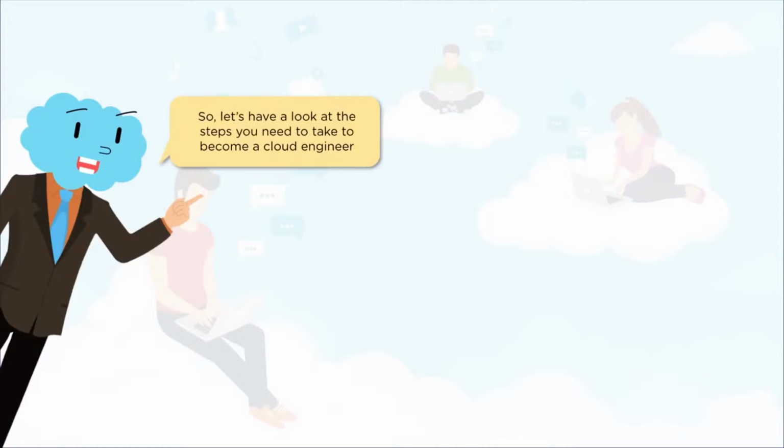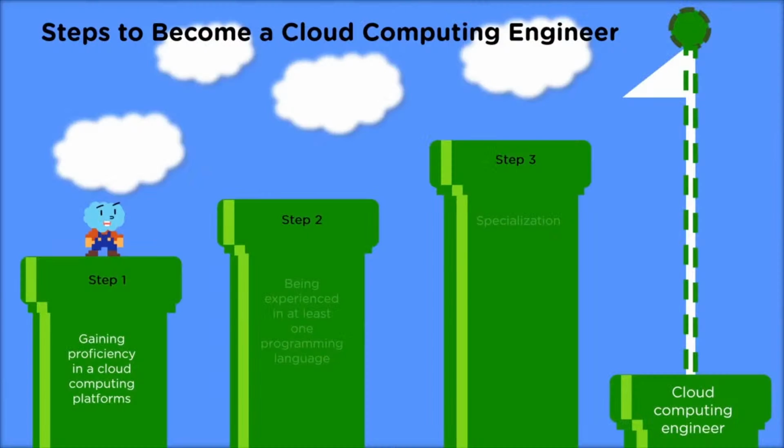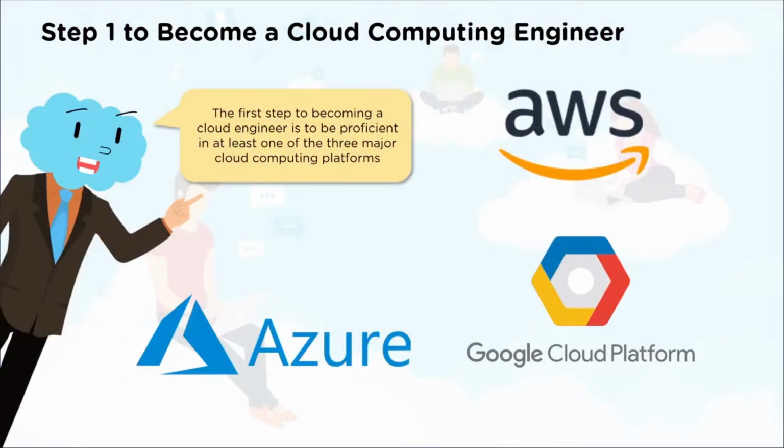Now let's have a look at the steps you need to take to become a cloud computing engineer. Your first step is to gain proficiency in a cloud computing platform. Now the first step is to become proficient in at least one of the three major cloud computing platforms, be it AWS, Azure, or the Google Cloud Platform.